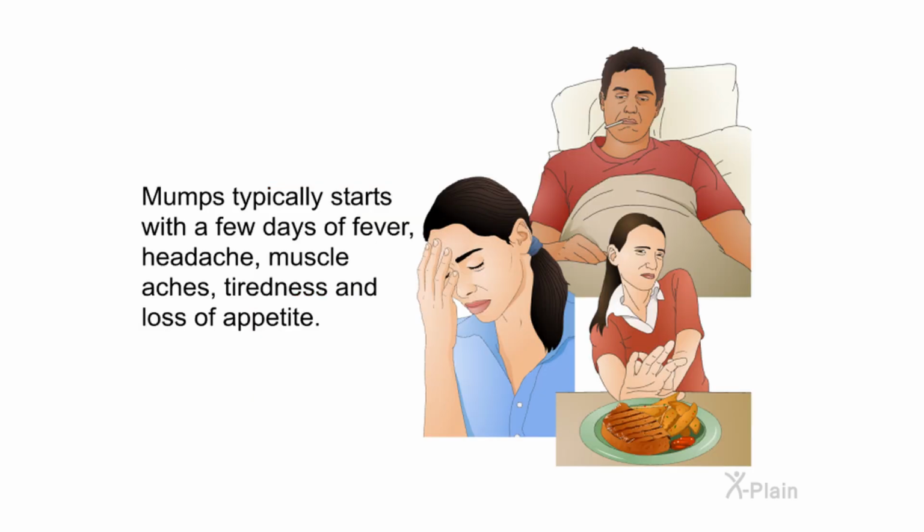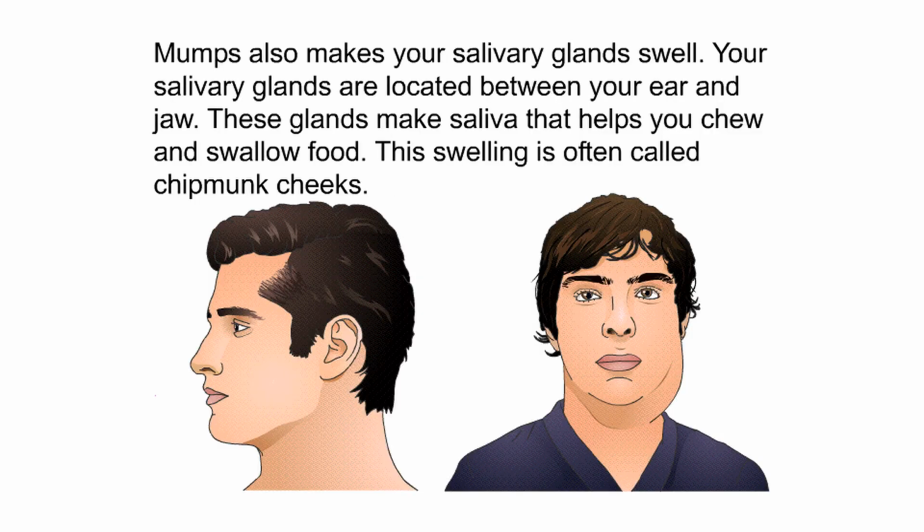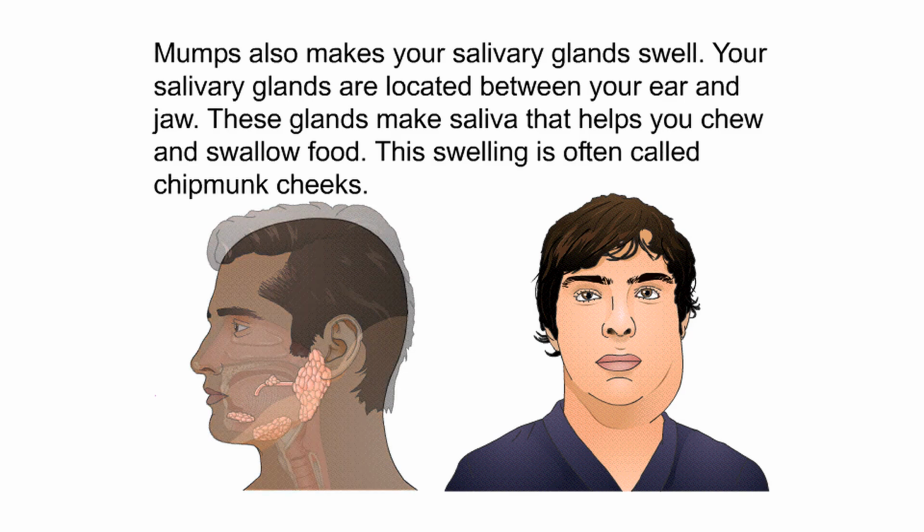Mumps typically starts with a few days of fever, headache, muscle aches, tiredness, and loss of appetite. Mumps also makes your salivary glands swell. Your salivary glands are located between your ear and jaw. These glands make saliva that helps you chew and swallow food. This swelling is often called chipmunk cheeks.